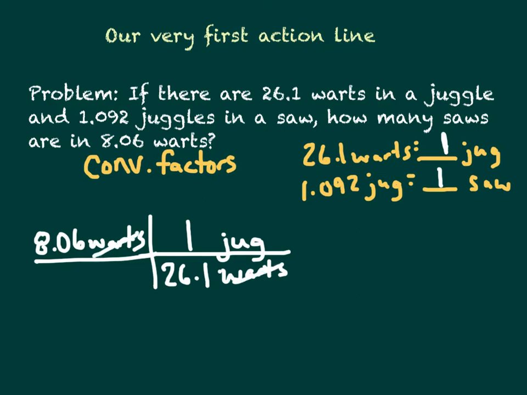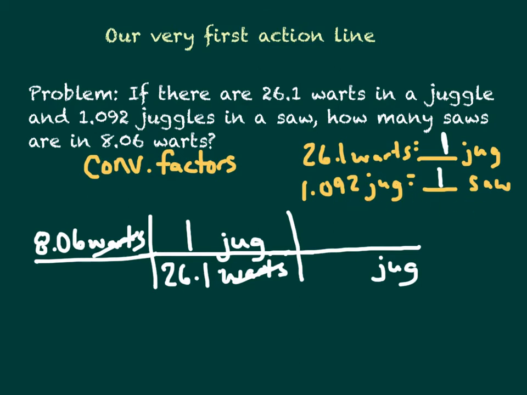If I were to stop my action line right now, I have juggles on top, but I don't want juggles, I want saws, which means I can just continue this action line on. What unit's going to go down here on the bottom? That's right, you're going to copy down the juggles. Don't copy the number down, just the unit. And then we look at our conversion factor.